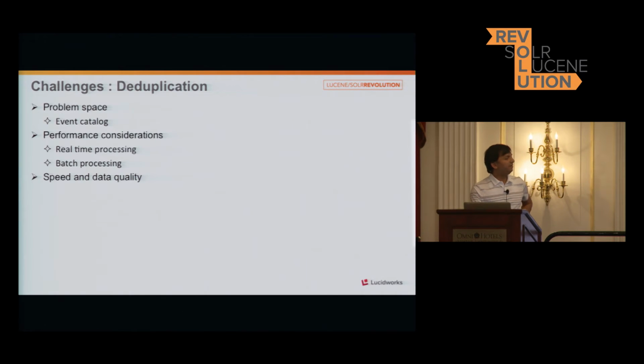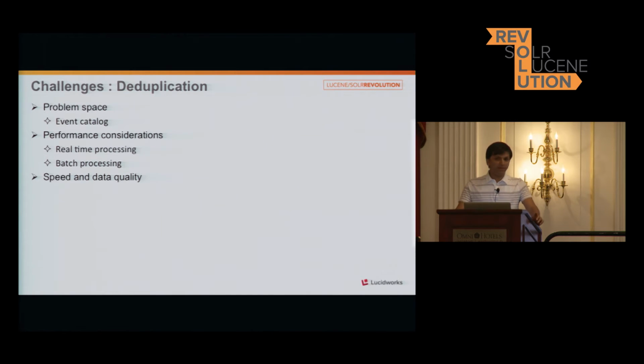So the challenge that we face in the deduplication system is how we design it. Any system that we design, we have to find out what the system boundaries are. So in this case, our domain is the event catalog. And when I say event catalog, it's events and related entities like performers, venues, and the related entities for the performers and venues. For example, if it's an artist, then we will have entities like albums and tracks, okay?